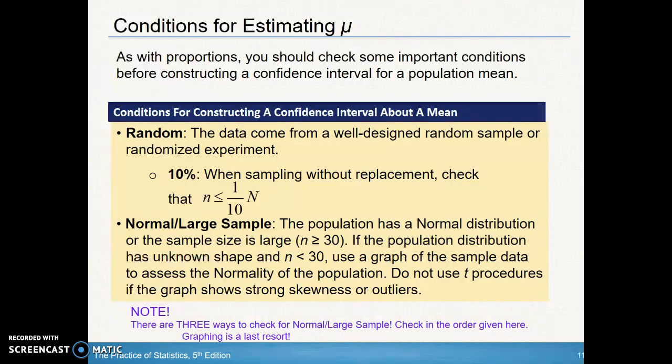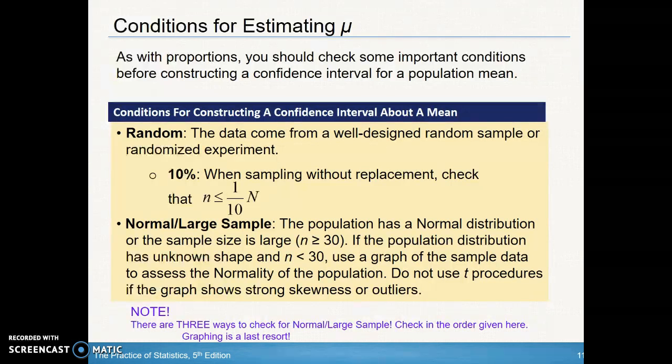So condition number 1, just like with proportion, is that random condition. So you have to have data that's come from a random sample or a randomized experiment. With that goes the 10% rule, and that's just, again, like it was in proportion. So when sampling without replacement, which is almost all the time, you have to check and make sure that the sample was no more than 1/10 of the total population.